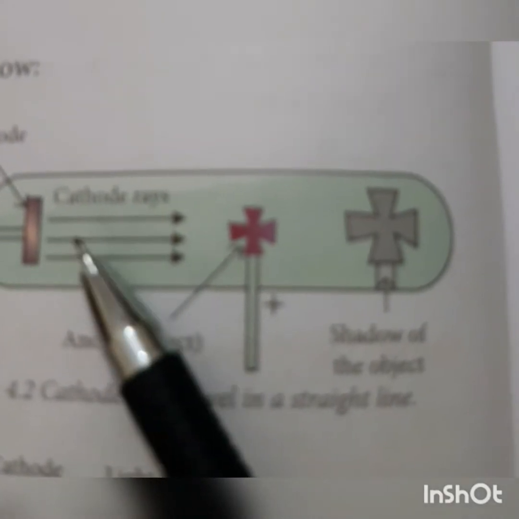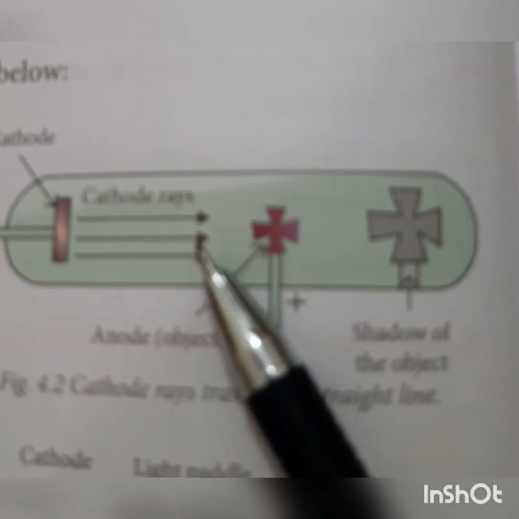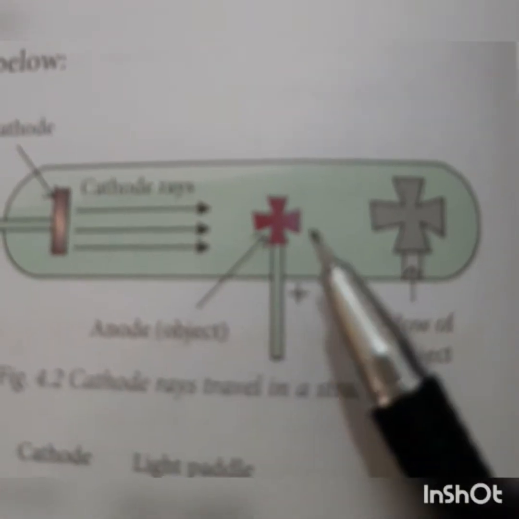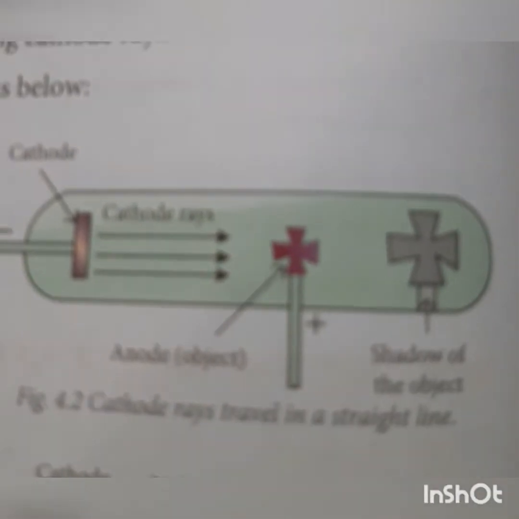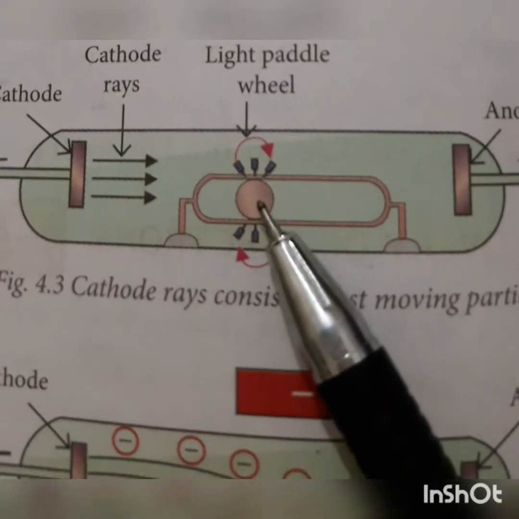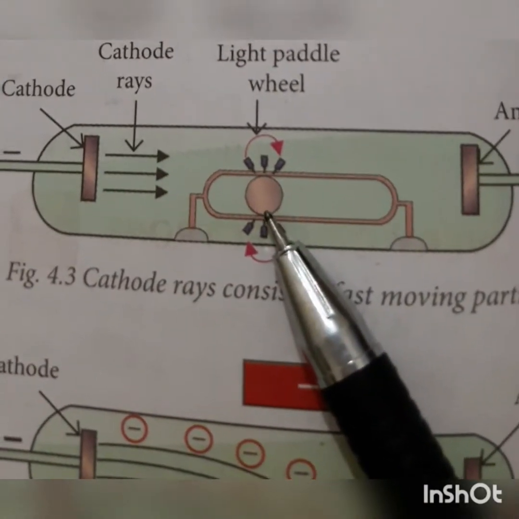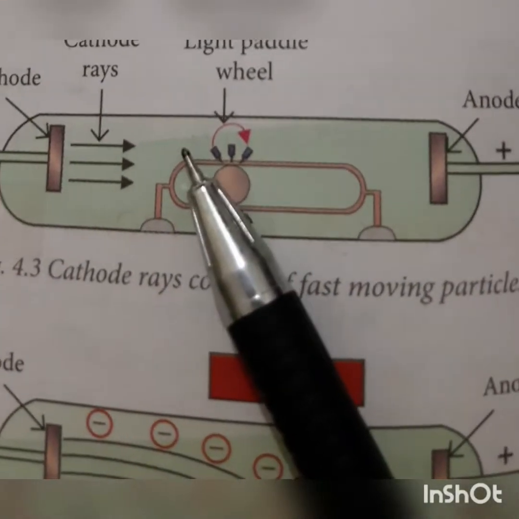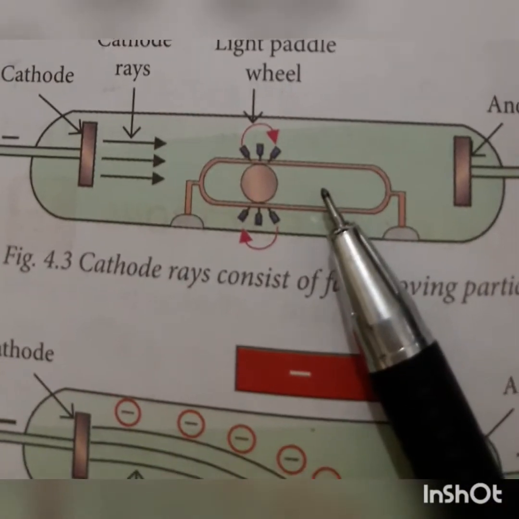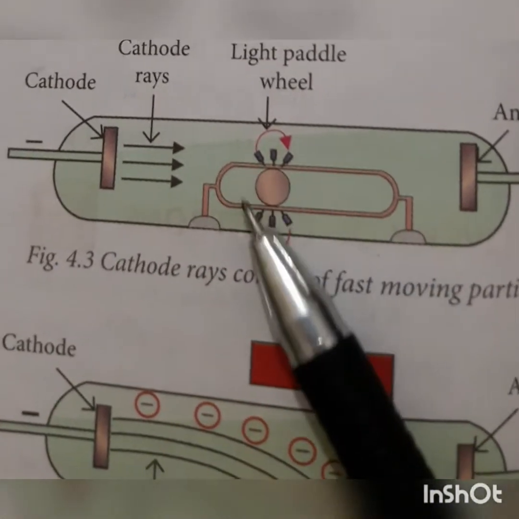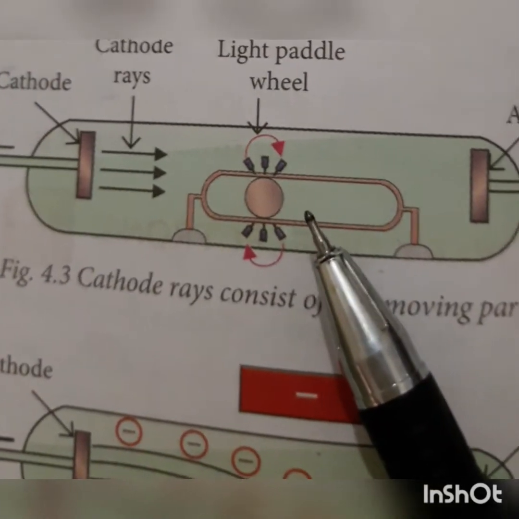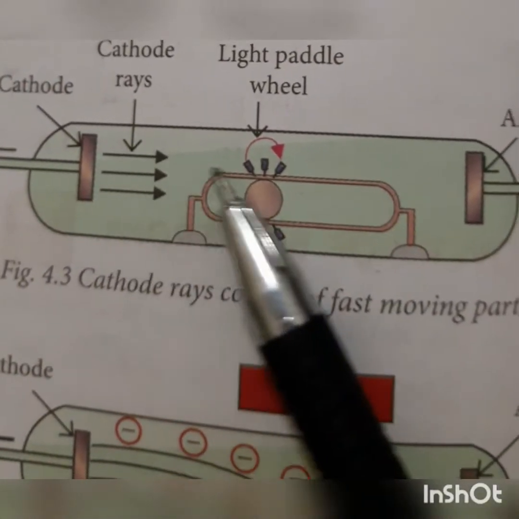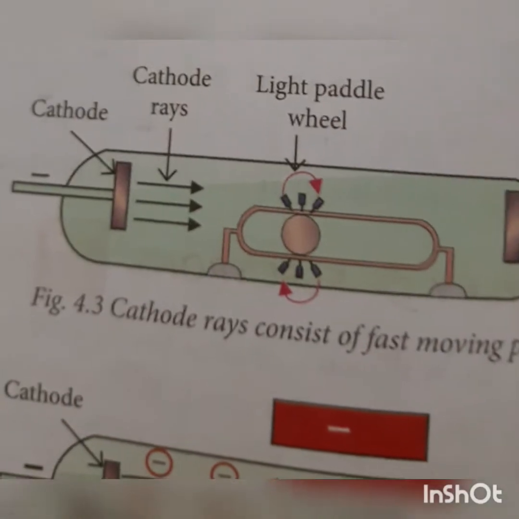This proves that the cathode rays travel in a straight line and cast a shadow of the object placed in its path. Then he kept a light paddle wheel in the path of the cathode rays, and he observed that the paddle wheel starts rotating. From this he concluded that the cathode rays consist of a stream of fast moving particles.